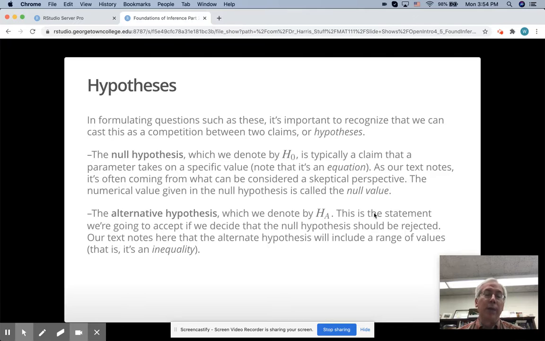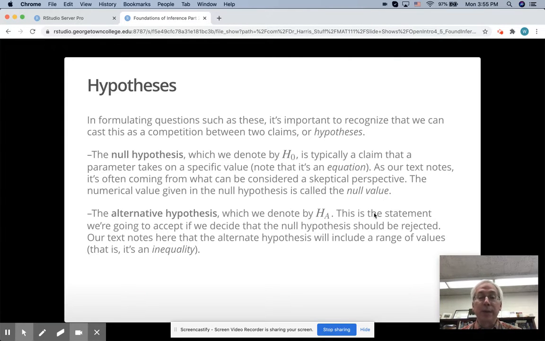We're really coming with two claims. One is that the 18% figure is correct, and the other one is that it's not correct. And so the null hypothesis is going to be the claim that the parameter that I've come to my data collection with is in fact the correct value. We're going to denote the null hypothesis by the symbol H sub 0, and it's going to be an equation. So a null hypothesis is an equation. It's saying that the parameter takes on a specific value.